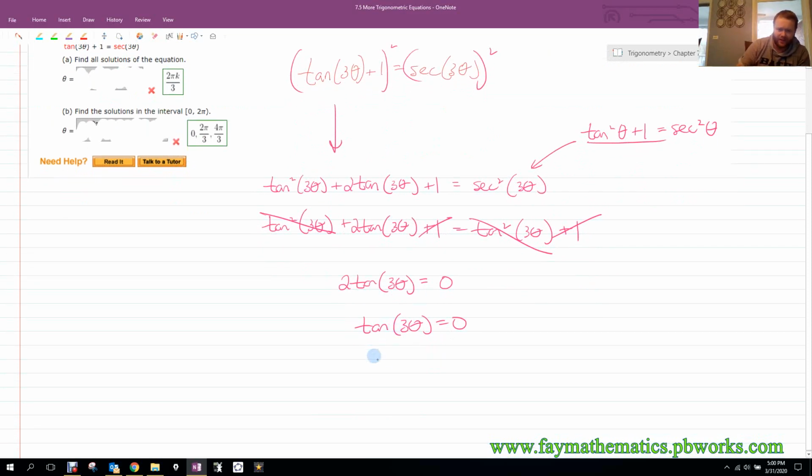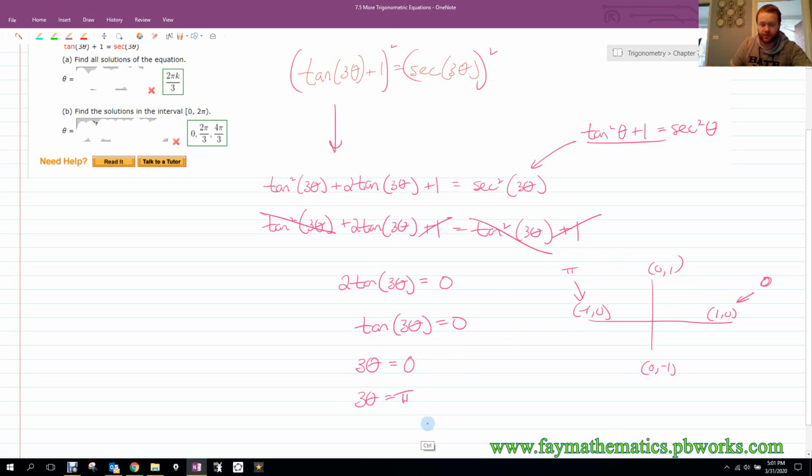So then we're going to ask ourselves, okay, we're going to solve for 3 theta: when does tangent equal 0? Well, it's going to happen at 2 of these 4 points. Remember, tangent is sine divided by cosine. So here, it allows me 0 divided by 1, so it gives me 0. And then here, 0 divided by negative 1 also gives me 0, so pi. So 0 and pi are my 2 solutions for 3 theta.